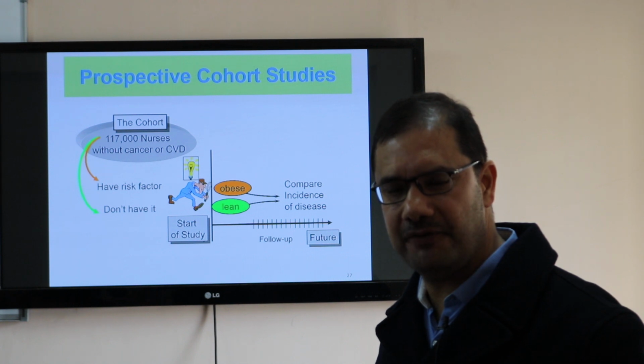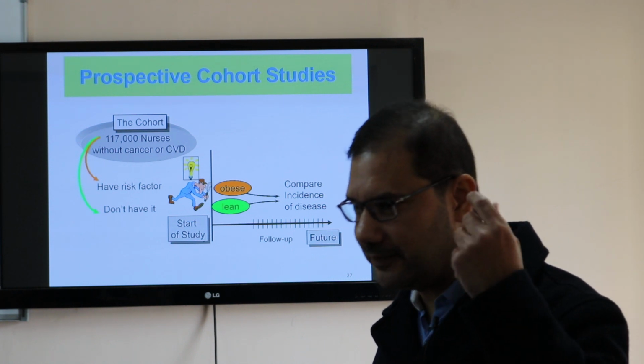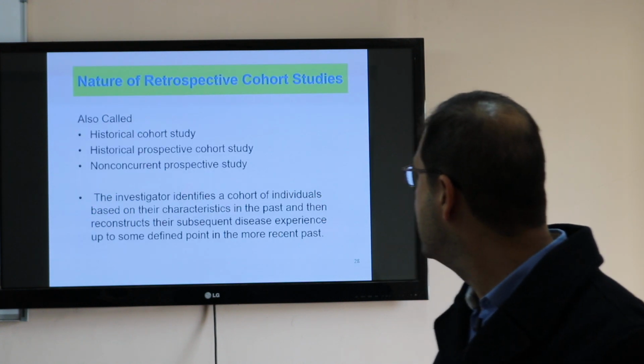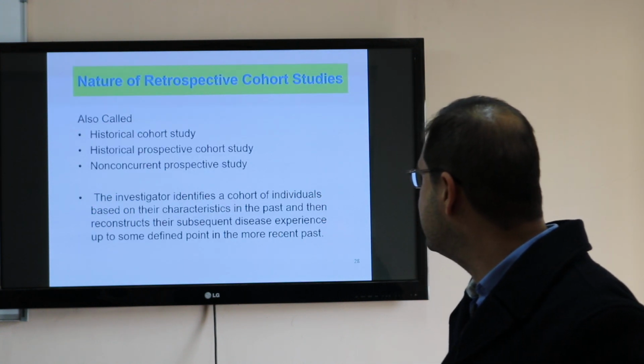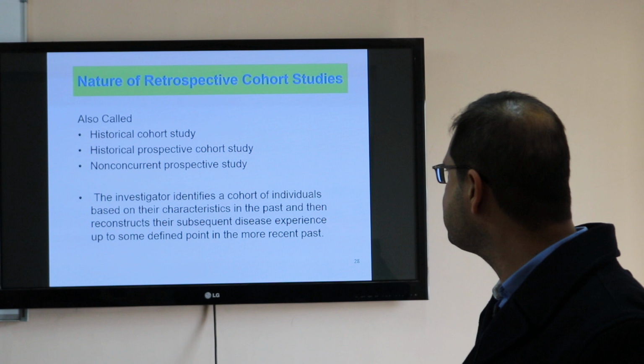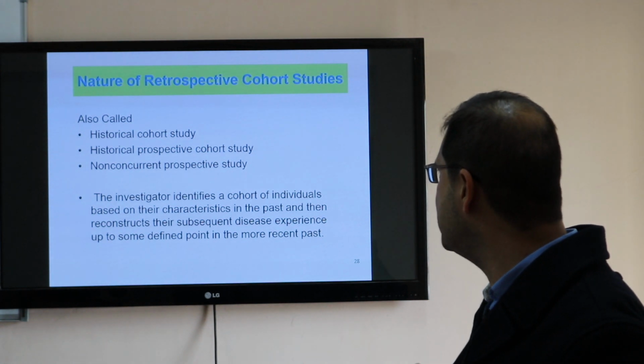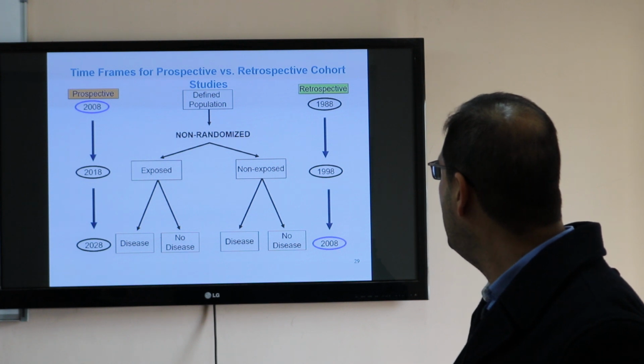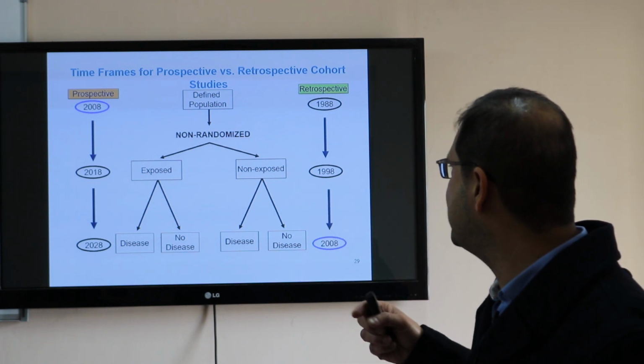It seems like a perfect study, but you always have to have enough time and enough resources. Nature of retrospective: we always prefer this if we don't have resources. So what's the difference between retrospective and prospective?